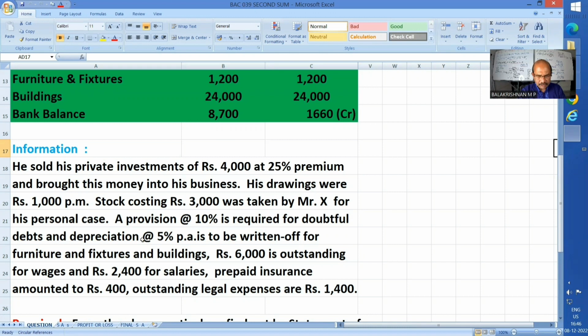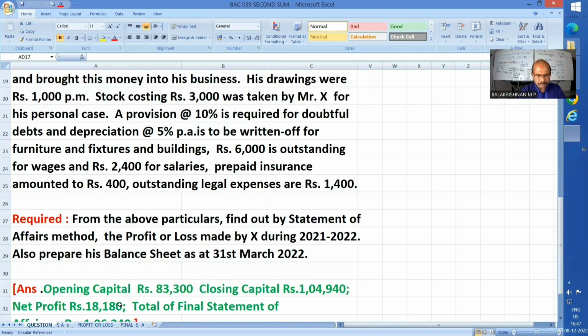Now these are the adjustments. Provision of 10% is required for doubtful debts, and depreciation at the rate of 5% per annum is to be written off for furniture and fixtures and buildings. Rupees 6,000 is outstanding for wages, rupees 2,400 for salaries. Prepaid insurance amounted to rupees 400. Outstanding legal expenses, rupees 1,400.